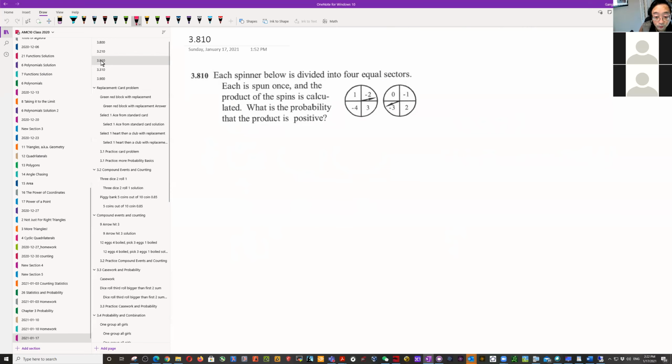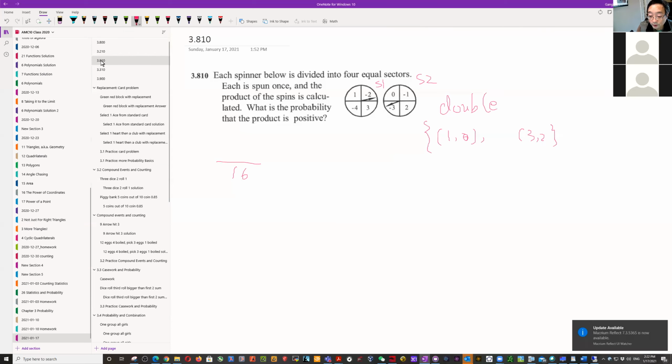So basically, there are 2 spinners, so the result is going to be a double, spinner 1 and spinner 2. If you list all the combinations, just 1, 0, and something like that, all the way to the last one, 3, 2. And so the denominator is 16. If we just do the tuples, there are a lot of ways, so it's usually easier to do it another way.